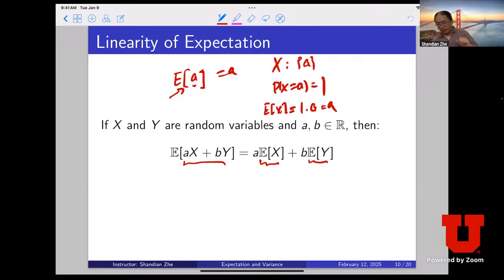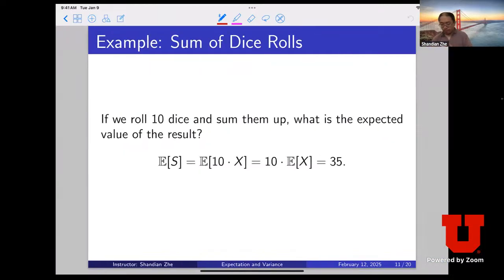We got the facts, right? The linearity of the expectation: a linear combination of random variables, then taking the expectation, is first taking the expectation of each individual random variable and then taking the linear combination. So next, we're going to use this rule to very efficiently and smartly compute some expectations. So let's see.